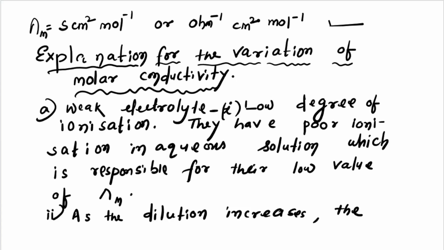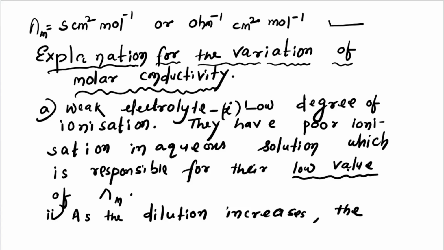An explanation for the variation of molar conductivity. First you will see weak electrolyte, then you will see strong electrolyte. Weak electrolyte has a low degree of ionization. They have poor ionization in aqueous solution, which is responsible for the low value of molar conductivity. Remember, a weak electrolyte never ionizes completely, and that is the main cause of the low value of molar conductance.